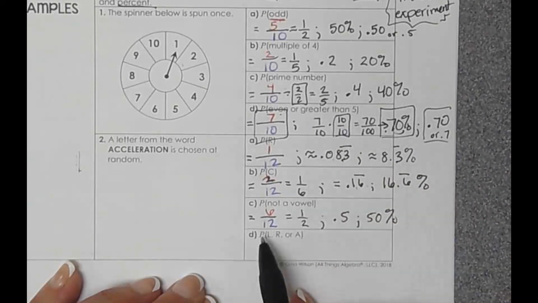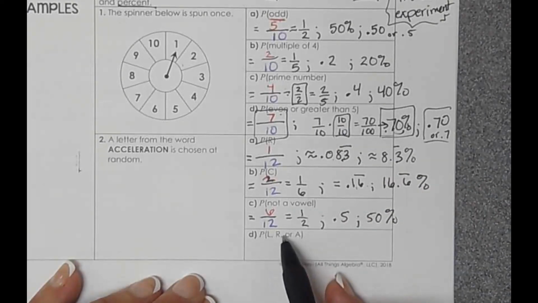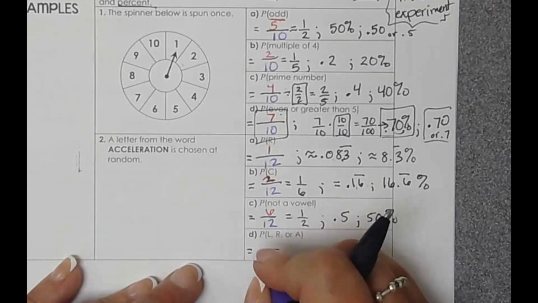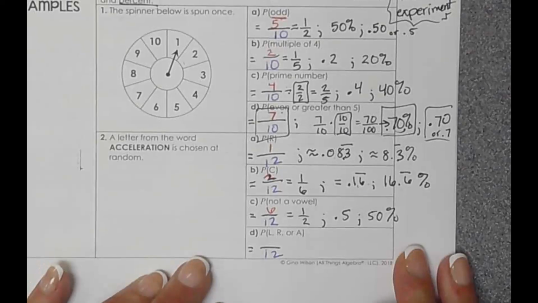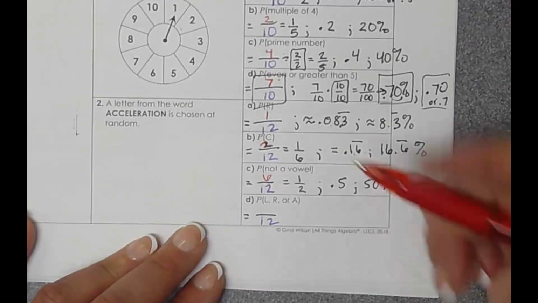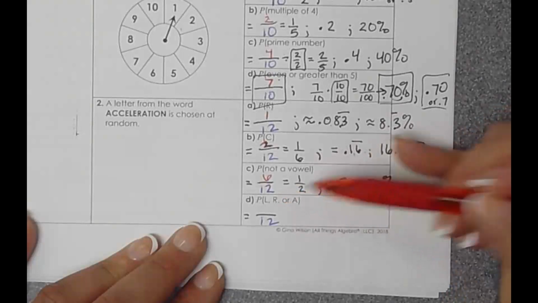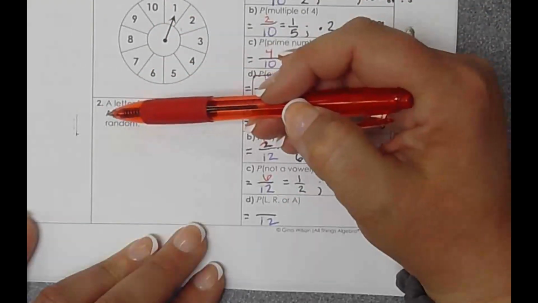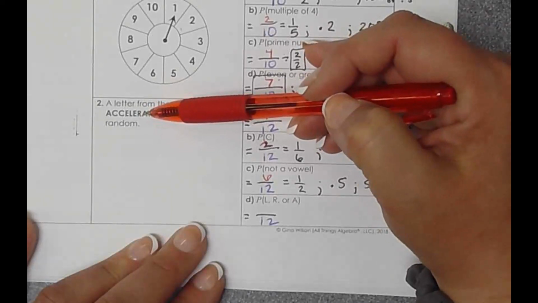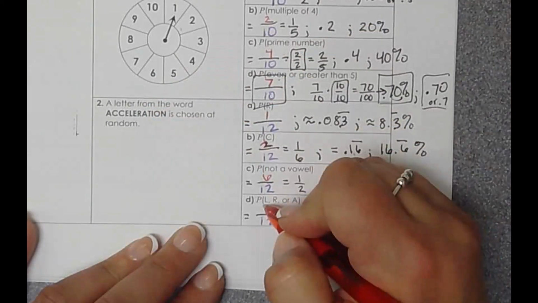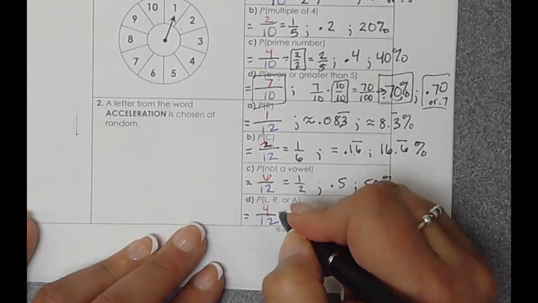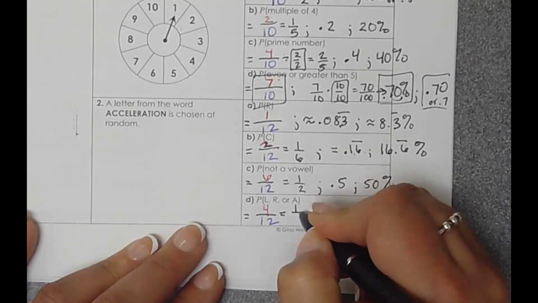And then our last example, probability we pull an L, an R, or an A. Again, denominator is 12. How many total L's, R's, and A's are there? There's 1, 2, 3, and 4. So 4 in total. We can reduce that down by 4 to 1/3.